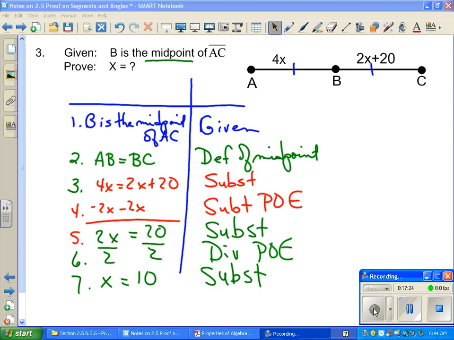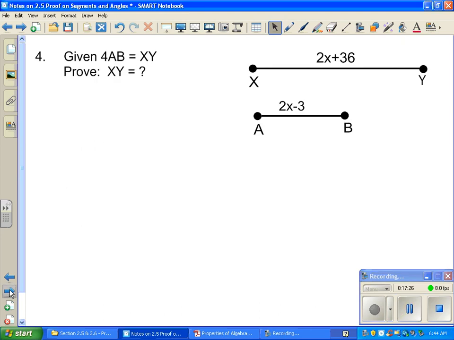Okay, let's look at our next problem. Our last problem on segments is a little bit different from the previous two because they've already given me the equation to set up. They've already said what the equation is, 4AB equals XY. They've given us on the picture what those stand for. And they've asked us to prove what XY is equal to.